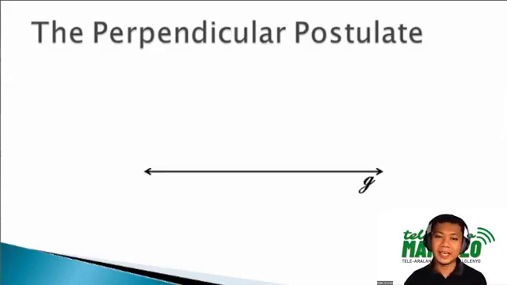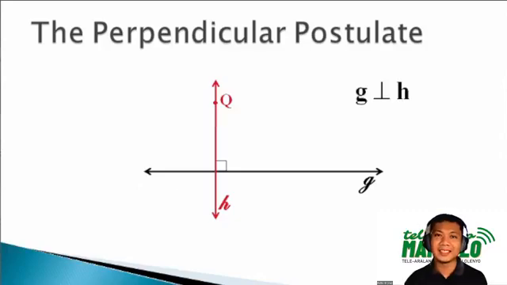Let's say we have line G and a point Q outside that line. Passing through line G from point Q, we have line H that creates 90 degrees. Therefore, there is only one line that can create that 90 degrees on line G.